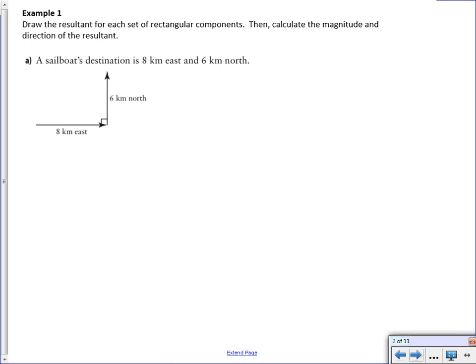So let's take a look at this. So I guess I just lied. We're going to do a little bit of it today too. Okay, so rectangular components. So draw the resultant for each set of rectangular components. Then calculate the magnitude and direction of the resultant.